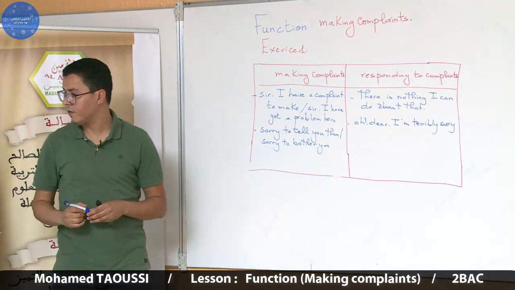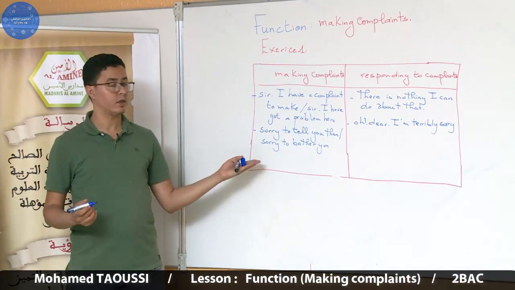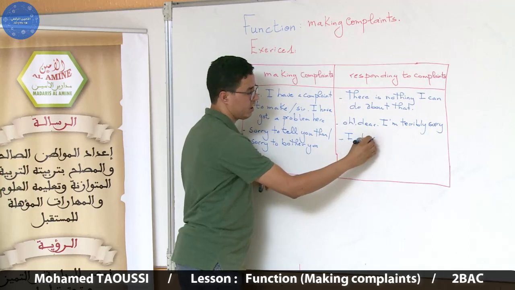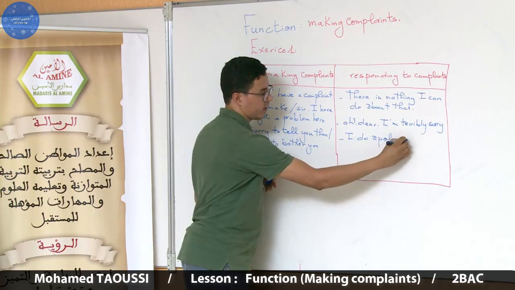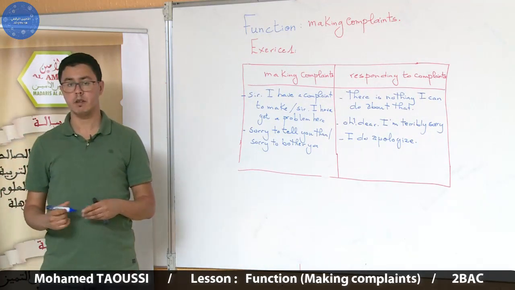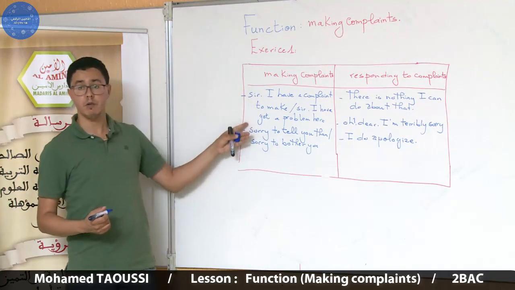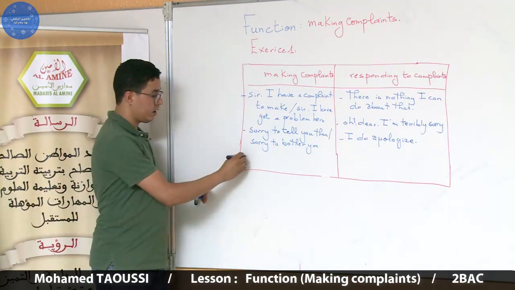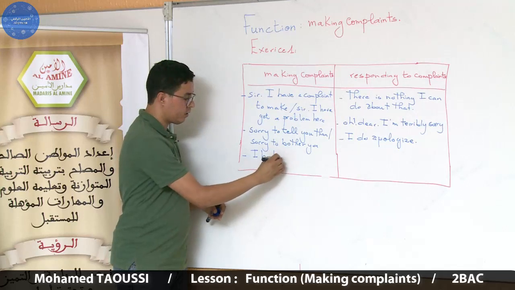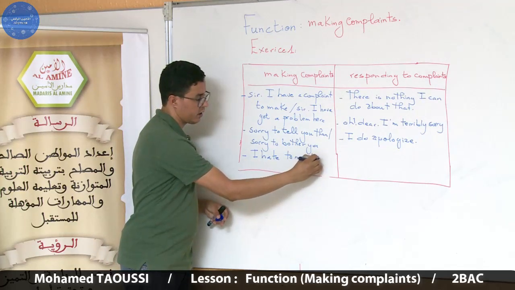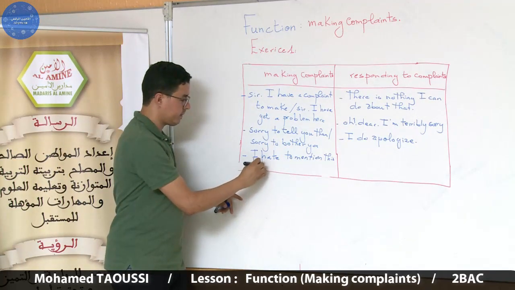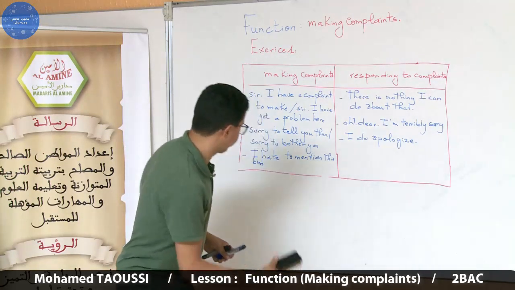Number 5: I do apologize, madam. So it is responding to complaints. I do apologize. Number 6: I hate to mention this, but. So it is also one of the expressions to make a complaint. So we can say I hate to mention this, comma, but. We need more space.